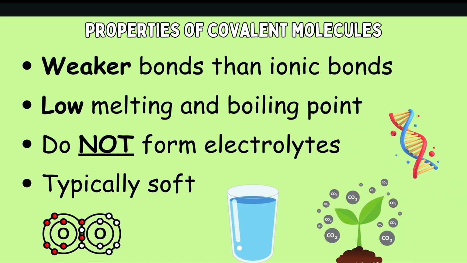Okay, so properties of covalent bonds. Covalent bonds are weaker than ionic bonds. And because they're weaker, that means they have low melting and boiling points. Therefore, their molecules require less energy to break apart and split apart from each other when going between different phases.